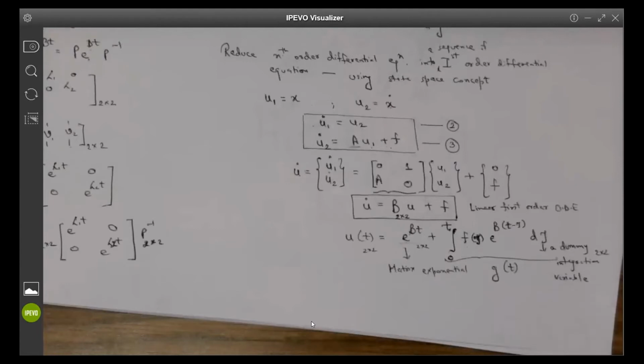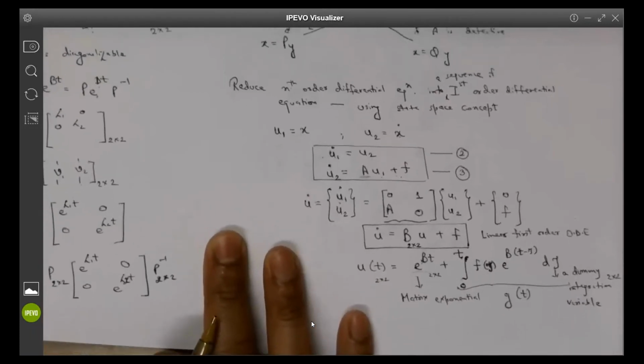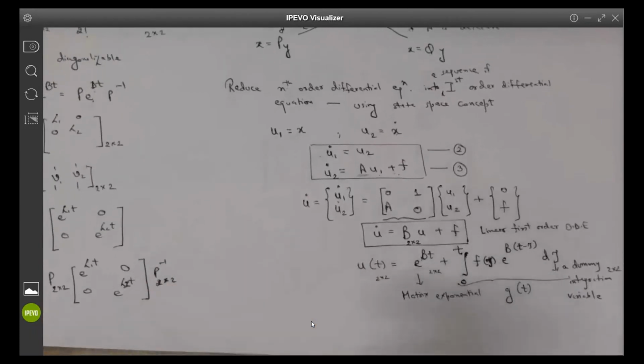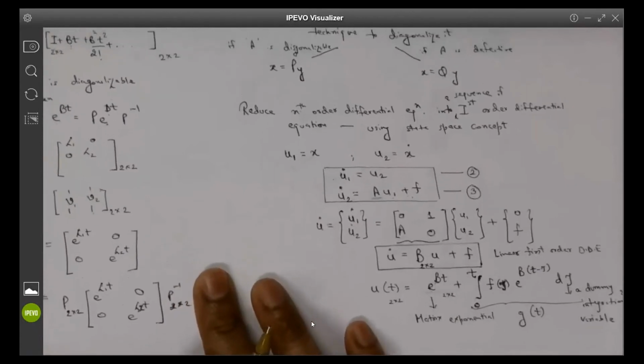Okay, any other questions, guys? If not, that completes the discussion on the state space concept. I will prepare a specific homework problem for you so that you get practice on decomposing or reducing the higher order differential equation into linear first order differential equations using state space variables. That will give you some experience of working on these problems.